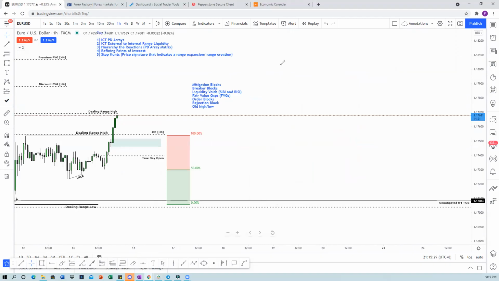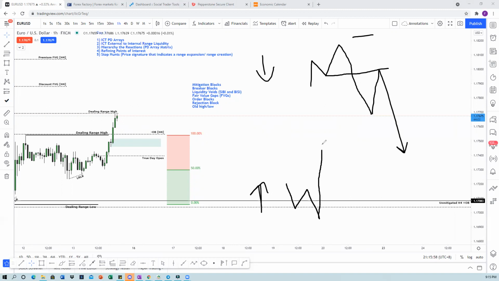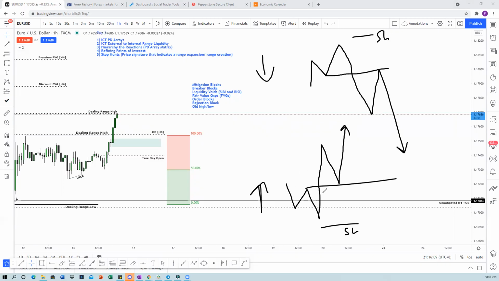So for a breaker block, look at the bearish example: you have a high, higher high, and then a break. This down close candle over here is your breaker block. Keep your stop somewhere here, take profit wherever you want it to be. Then a bullish breaker block is a low, lower low, and price goes higher. Stops here, and your take profit is wherever you want it to be. Let me call this SL. Like I said, these are points of reversal.